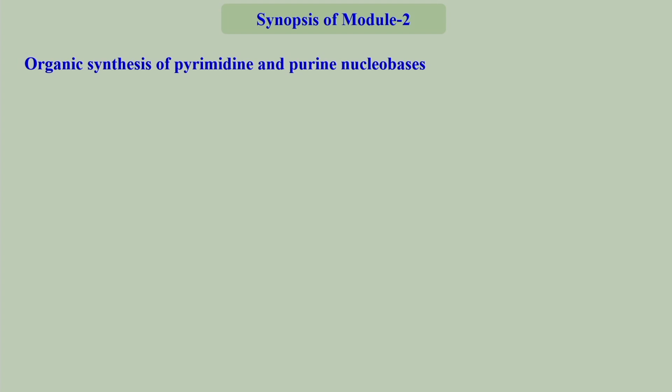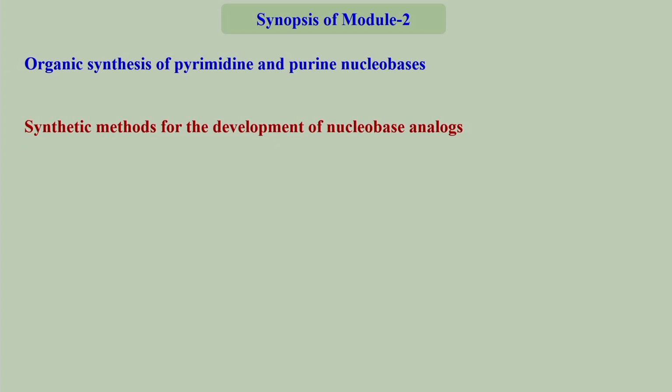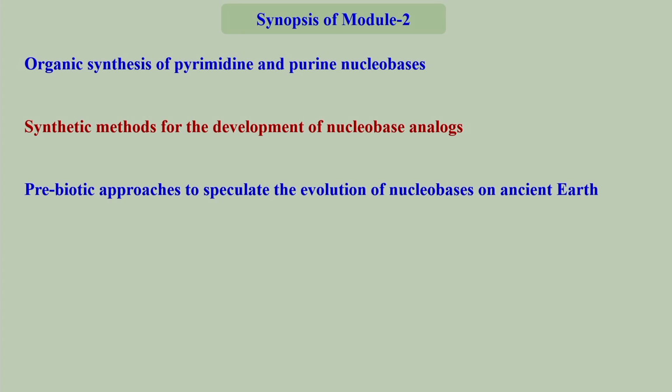What we have learnt in this module is that I have shown the organic synthesis of pyrimidine and purine nucleobases. We have seen synthetic methods, different methods that we can use or develop for nucleobase analogues, if you want to synthesize derivatives of the nucleobases which have other applications apart from base pairing, for example in the pharmaceutical drug industry. Then we have also seen how prebiotic chemistry can be done, and some ways to speculate how the evolution of the nucleobases happened when there was no life on earth.